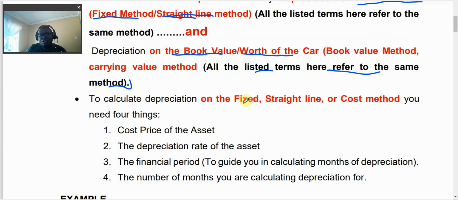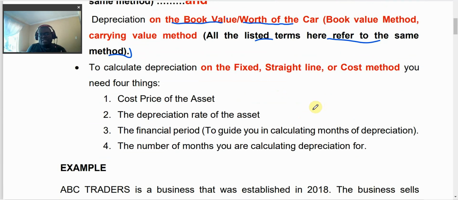And for now, I'm going to show you the things that you will need to be able to calculate depreciation on the fixed, straight line or cost method. I'm going to show you exactly what you need to look at. So here they are telling us that to calculate depreciation on the fixed, straight line or cost method, you need four things, which is true. You need these four things. The first thing that you need is the cost price on the method.